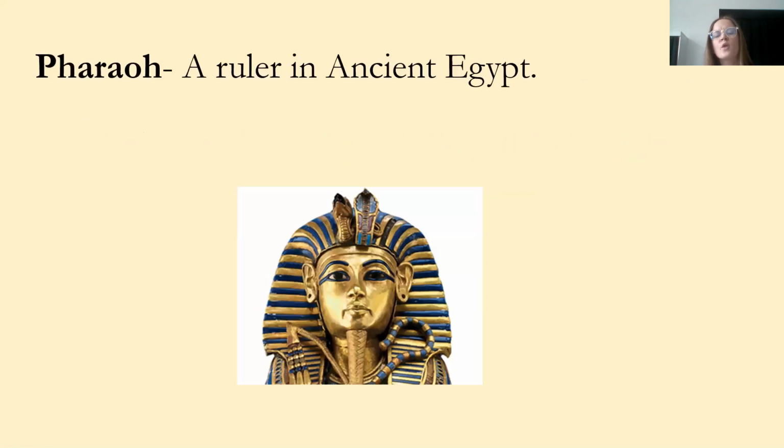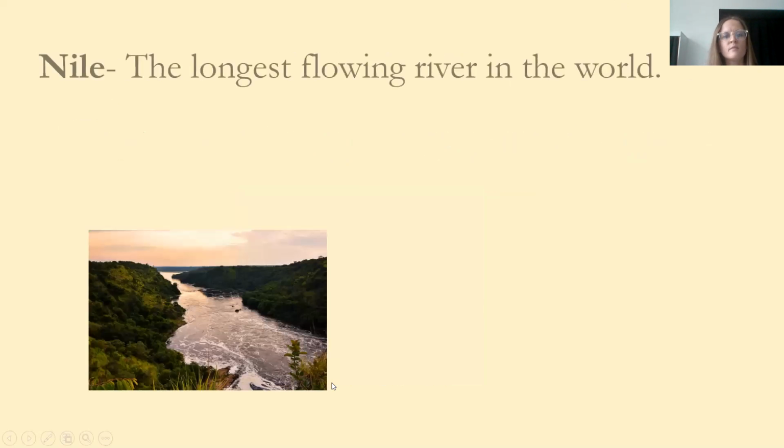A pharaoh was a ruler in ancient Egypt. So he ruled over Egypt. And we have been learning about Tutankhamun a little bit, and he was a pharaoh in ancient Egypt as well. As mentioned previously, the Nile River is the longest flowing river in the world. And I want you to think back, I did mention it in a previous lesson, how many different countries does the Nile run through? Do you remember what they were?